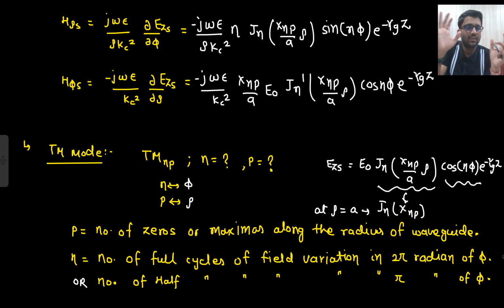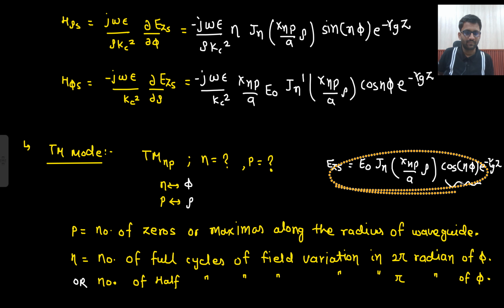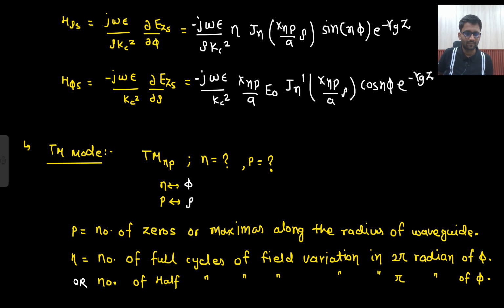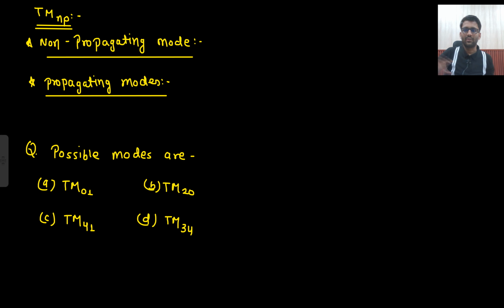Is that clear to you? The meaning of n and p is clear to you? How did we determine it? That is also clear, right? Okay then. So for determining the value of p, we will always look at rho, and for determining the value of n, we will always look at phi, right? So I can remove this off. Okay. So that is also clear.